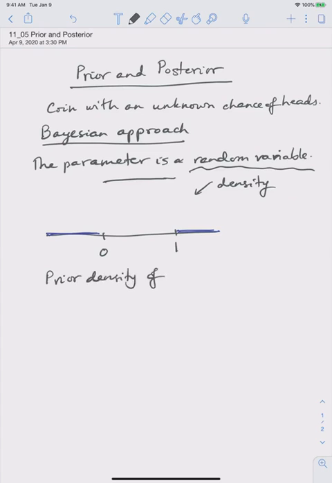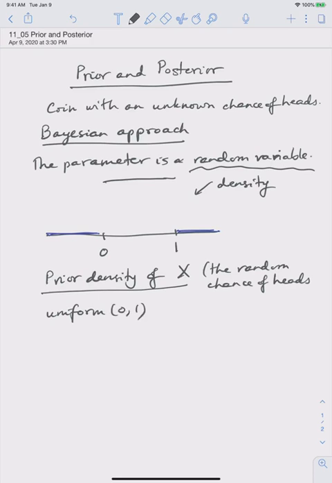Of what? I'm going to call it X, and X is the random chance of heads. And so the prior density that this particular Bayesian is using is uniform on 0 to 1, which for future reference, I'll remind you, is also beta 1, 1. And that's fine. That's what they think about the coin.